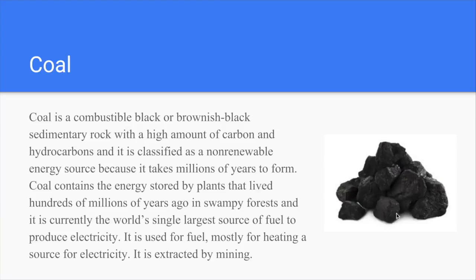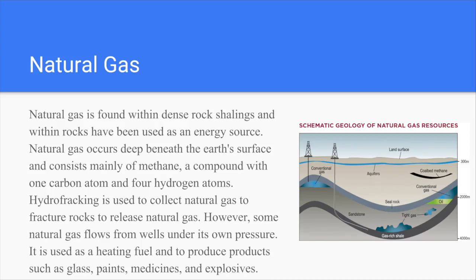Another source of non-renewable energy is natural gas, which is found within dense rock shale and within rocks that have been used as an energy source. Natural gas occurs beneath the Earth's surface and consists mainly of methane, a compound with one carbon atom and four hydrogen atoms. Hydrofracking is used to collect natural gas, to fracture rocks. To release natural gas, use high pressure of water. However, some natural gas flows from wells under its own pressure.